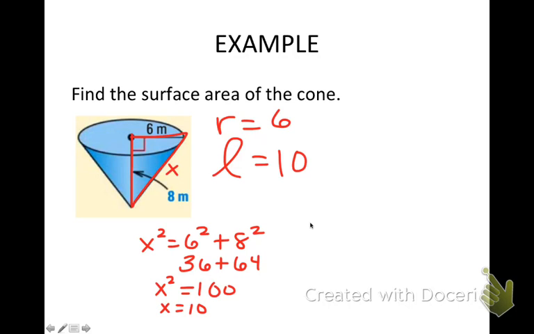Isn't it a squared equals c squared? No, your hypotenuse is always by itself. So plugging it in, S is equal to pi times your radius squared plus pi times your radius times your slant height. And it's just a matter of doing some calculator work.